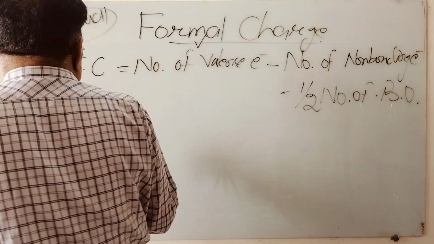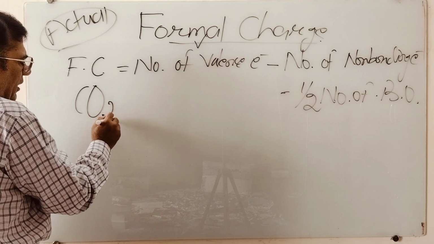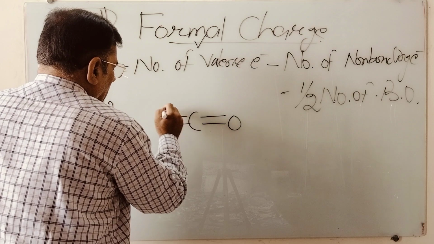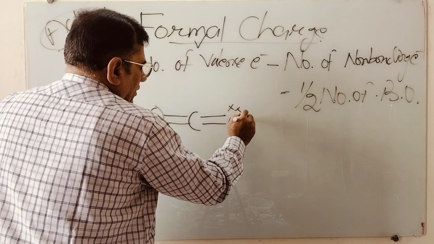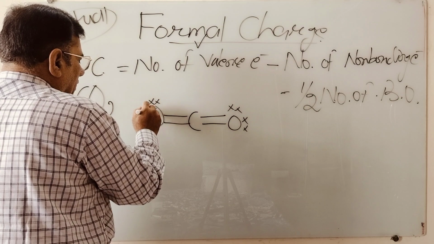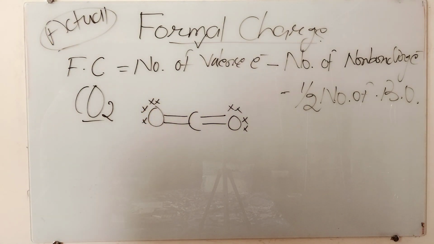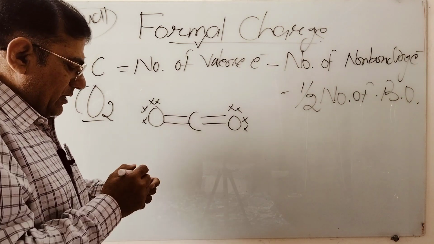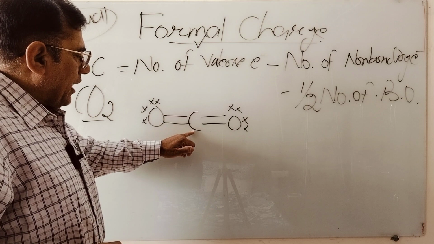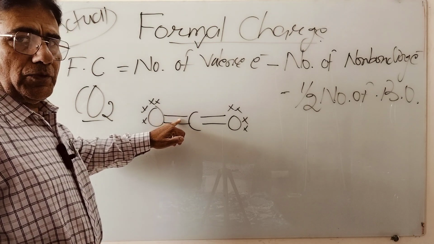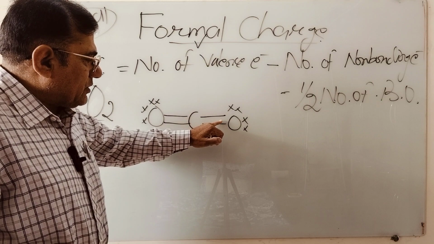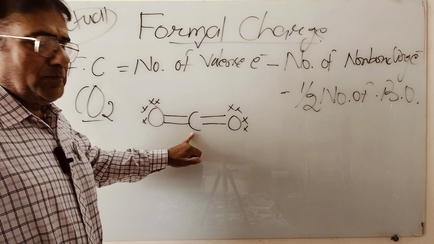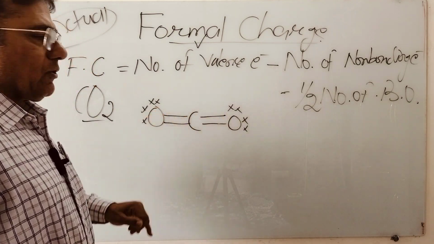Now I come to an example. Suppose I take the example of carbon dioxide. This is carbon dioxide, right? I said whenever I have to calculate the formal charge, I cannot escape from the Lewis structure. This is the Lewis structure. There are 4 valence electrons in carbon, 2 sharing with this oxygen and 2 sharing with the other oxygen. There is no lone pair on carbon atom, but we are looking at two lone pairs on each oxygen.